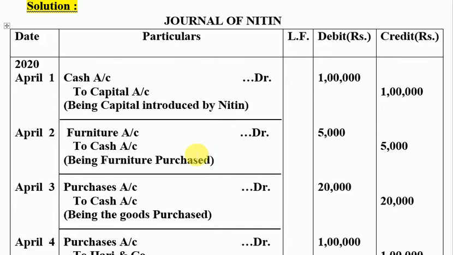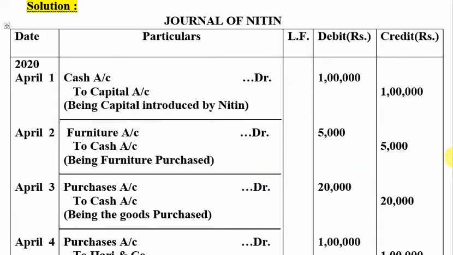Got it? So furniture is an asset for us. That's why whenever assets increase, that will be recorded on the debit side, and cash is also an asset for us. And right now, on behalf of purchasing this furniture, cash is going out, that's why cash will be recorded on the credit side. Got it? Now comes the next question, that is purchase goods in cash worth rupees 20,000.